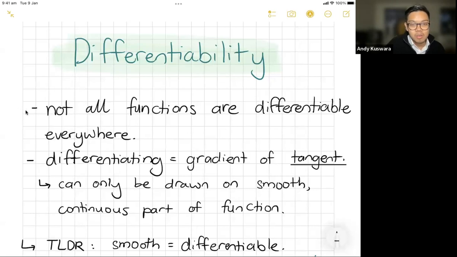So long story short, not all functions are differentiable everywhere. There's certain points where you can't differentiate. I'll explain why. Differentiating means you're finding the gradient of a tangent. When you draw a tangent, you can only really draw a tangent on a part that's smooth and continuous. You can't draw a tangent at a discontinuous part, and you can't draw a tangent on a pointy part. So TLDR, if your function is smooth, it is differentiable. Smooth equals differentiable.